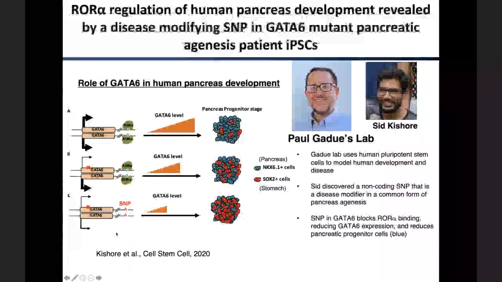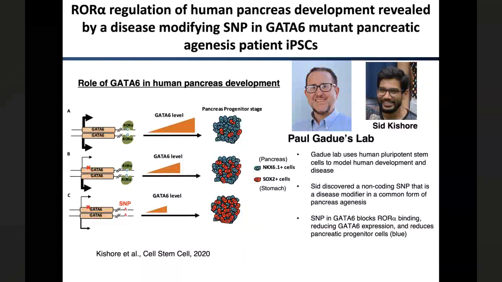And this is like a new mutation in a common agenesis phenotype, where in place of pancreas cells, tissues instead form stomach tissue. And Sid recently published this work in Cell Stem Cell.